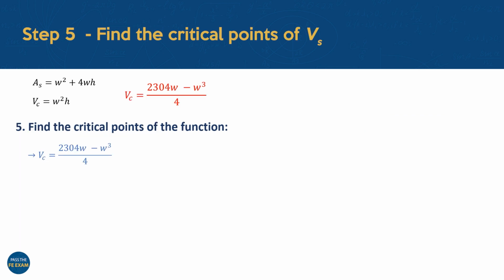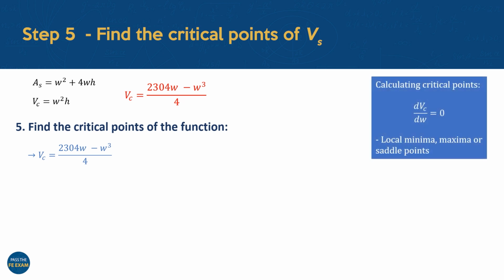Now that we've expressed the volume as a function of width, our next step is to determine the width w that maximizes the container's volume. To do this, we need to identify the function's critical points, which are key indicators of where the volume function reaches a local maximum, minimum, or saddle point. Mathematically, critical points occur where the first derivative of the function is either 0 or undefined.